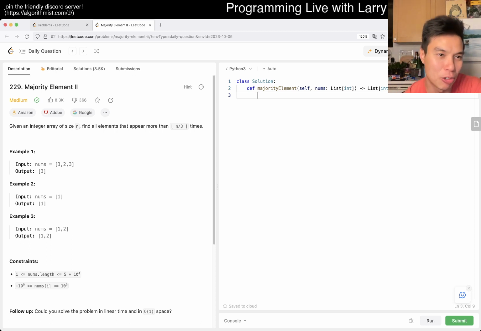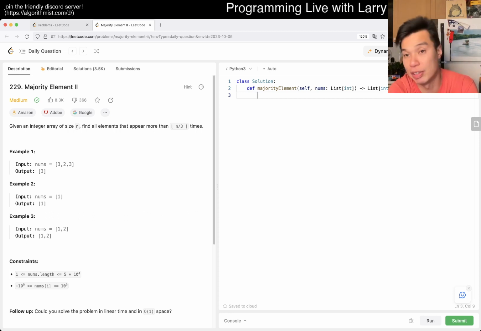Today's problem is 229, Majority Element II. Given an integer array of size n, find all elements that appear more than n over 3 times. Okay. I mean, obviously, linear time, linear space is trivial, right? We just put everything in a dictionary, and that should be fine.